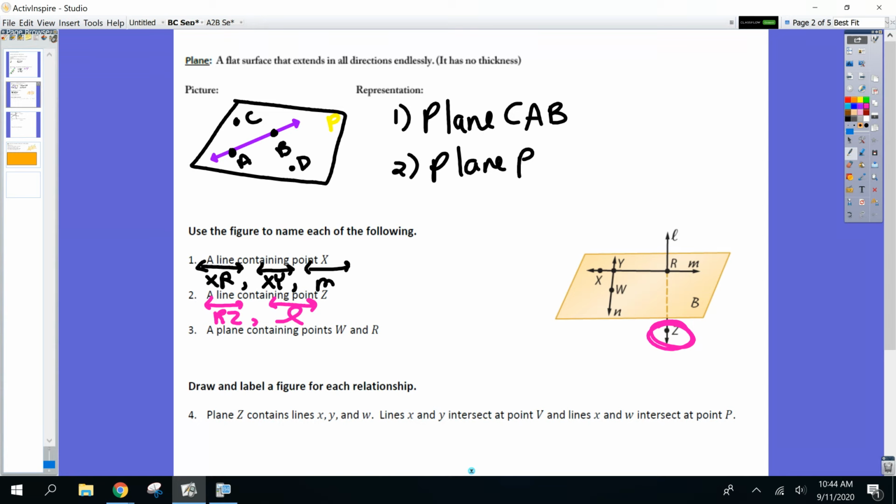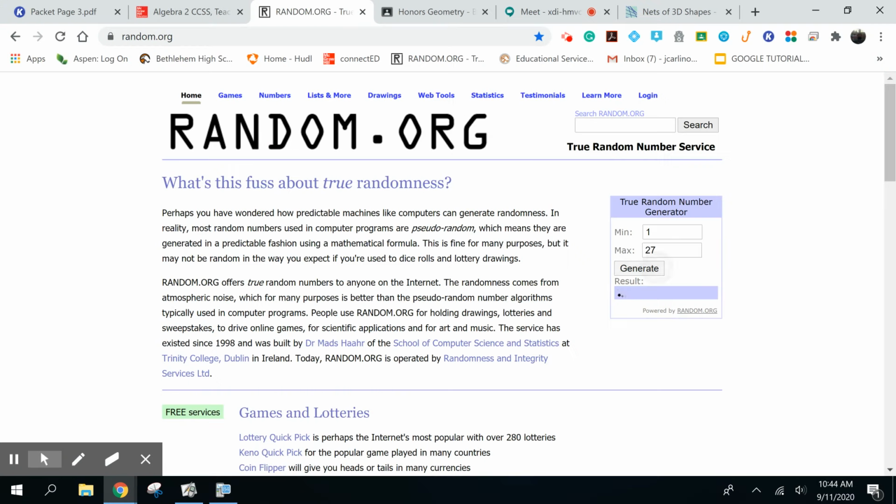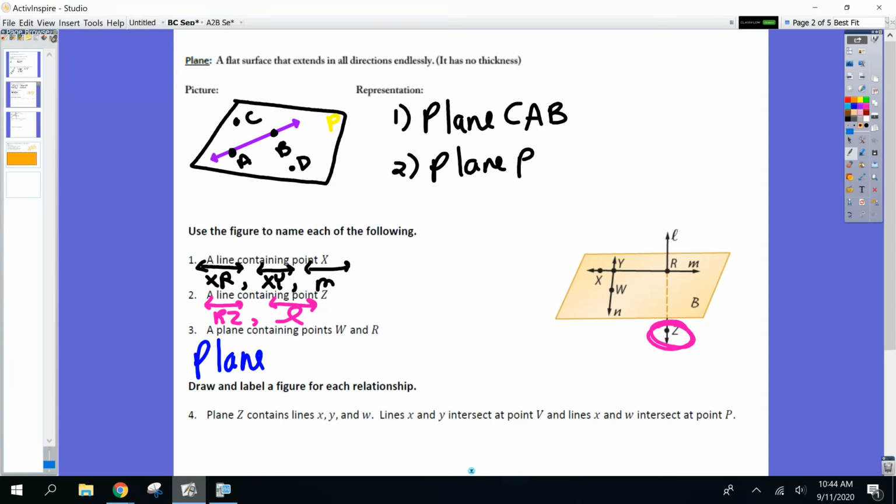Can you give me a plane that contains W and R? If you got to go back in your notes and look, remember how I name a plane. All right, specific number of points I need to name a plane. Here you go, Sean, name that plane for me. Plane RYW. RYW. He gave me 3 points, which do not form a line.